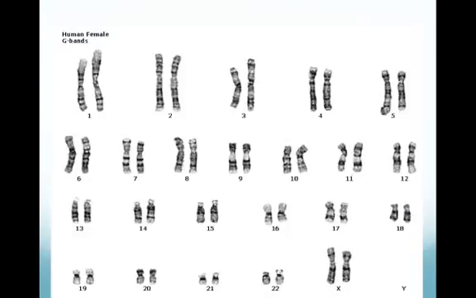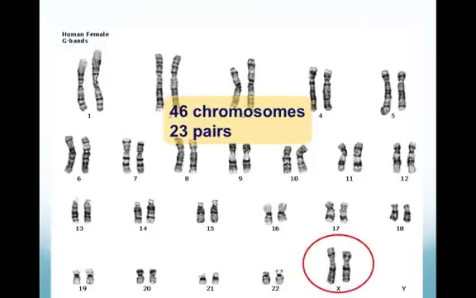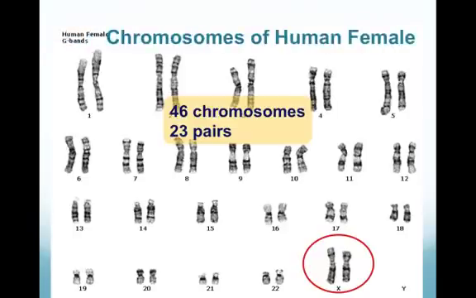Now that you've had a chance to look at that, you should have figured out that there are 46 chromosomes in this picture, or 23 pairs. So far it looks like the individual is genetically normal. And if we look at the last set of chromosomes, our sex chromosomes, you'll notice that we're XX. So this means that this is a karyotype of a human female.